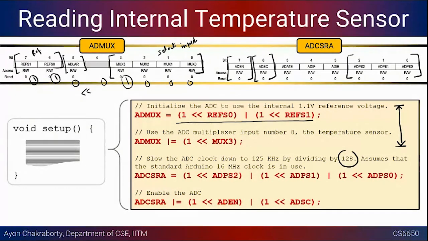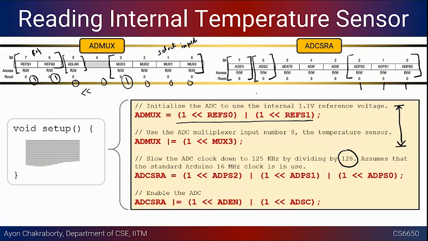And for this 128, if you look at the manual, we can just use this value of 111. So the prescaler 2-bit, prescaler 1-bit, and the prescaler 0-bit, they all have to be set. So if this is 111, the prescaler of 128 will be used. Okay. And the next thing is we have to enable the ADC and start the conversion. So these are the two things that are remaining.